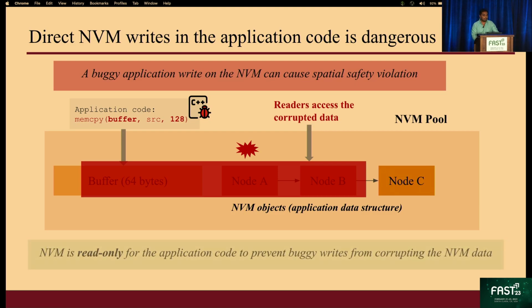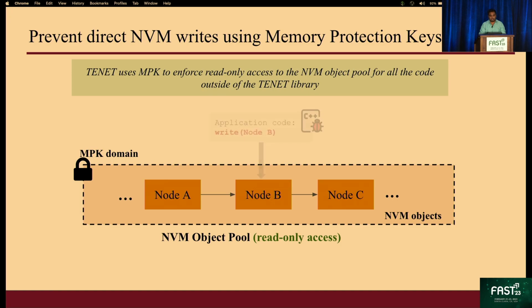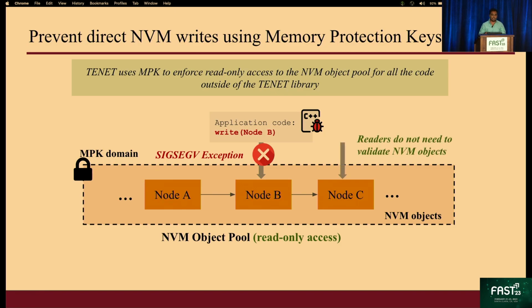In order to prevent this, we make NVM read-only for the application code. We enforce this read-only permission for the NVM region using MPK, the memory protection keys, which is a hardware primitive available in Intel systems. Now when application code, whether buggy or not, tries to write to an NVM pool, it receives an exception that it cannot write to it. What this entails is that readers can now read the NVM object without any need for validation to check whether the objects they read are corrupted.